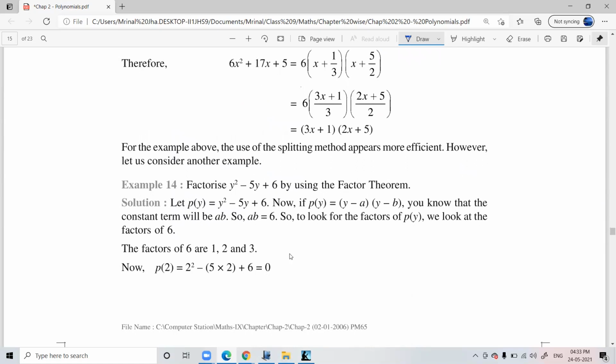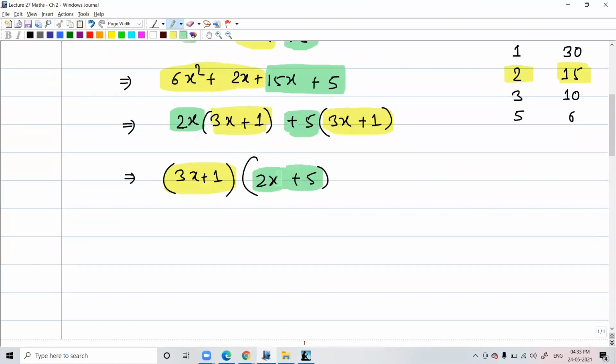So let's take this question also. y squared minus 5y plus 6. And this you people are going to do.